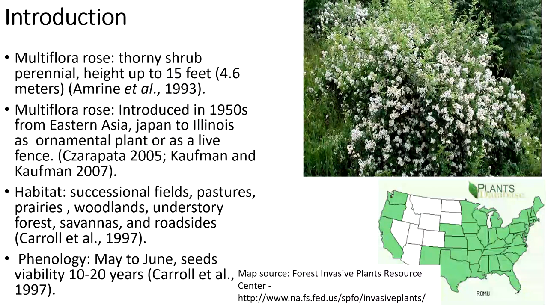At the beginning, multiflora rose is a thorny, perennial shrub that grows up to close to 15 feet. It was introduced around 1800 from Japan, China, and Korea, and then into the US. You can see the map, from the east coast to our Midwest, as well as the western coast of California, around the 1950s. Some articles say 1950s, some 1930s, 60s, around that.